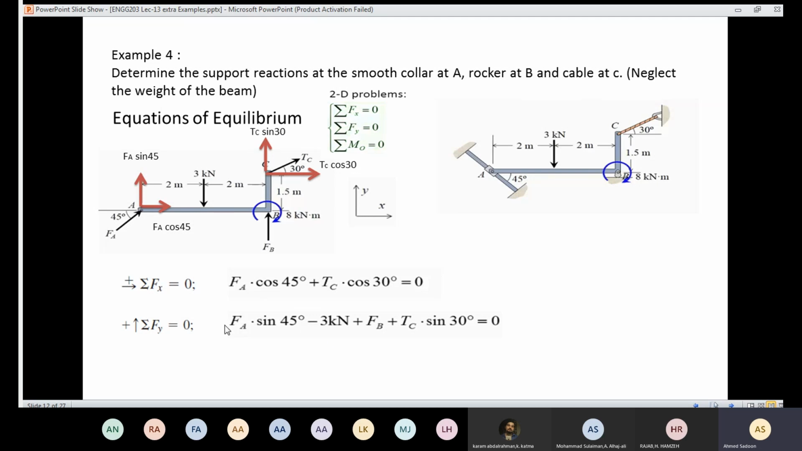Here we have FA unknown. We have FB unknown as well. We have TC unknown as well. We have 3 unknowns and 2 equations.